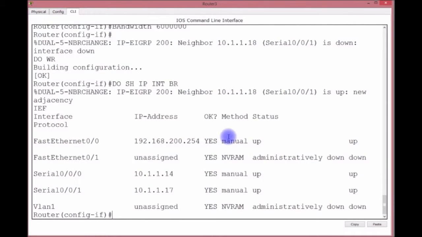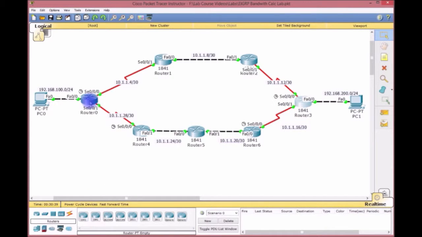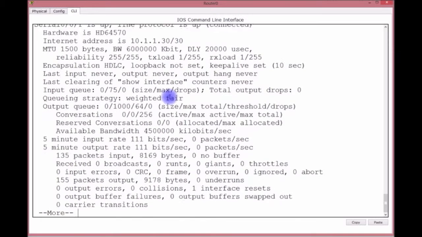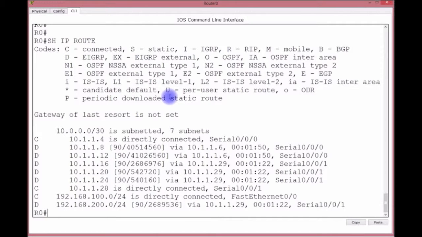All right, you can see everything is still up. But now, let's take a look at the routing. Right, let's go back to our first router, router 0. All right, and let's see, after EIGRP did its calculations, let's see what it's coming up with. Show IP route. Now, we're going to the 29. No longer are we going to the 6 going up.